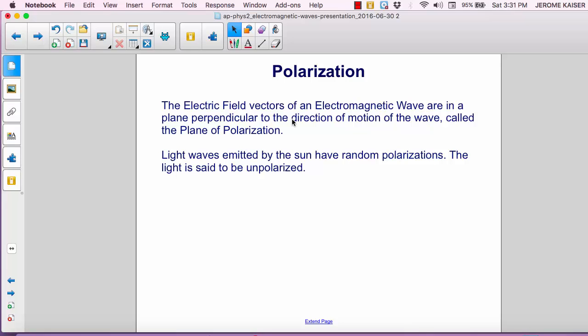Another property of electromagnetic waves is polarization. The electric field vectors of an electromagnetic wave are in a plane perpendicular to the direction of the motion of the wave. That direction is called the plane of polarization. Light waves emitted by the sun have random polarizations. The light is called unpolarized.